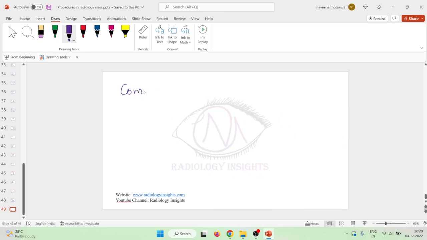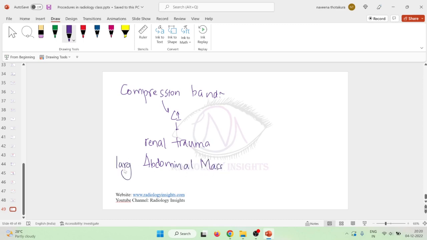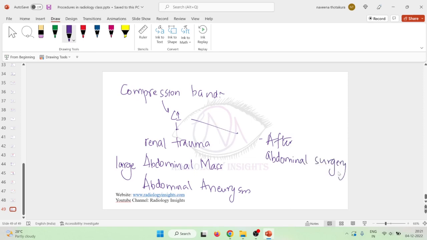But this compression band is not used in all patients because it has some contraindications. This compression band is contraindicated if the patient has renal trauma, because this can increase the trauma, or if the patient has any large abdominal mass, because the band will also compress the mass, or if the patient has any abdominal aneurysm, or after abdominal surgery. In all these cases, this compression band is contraindicated.